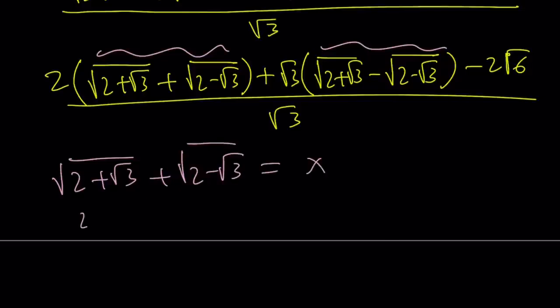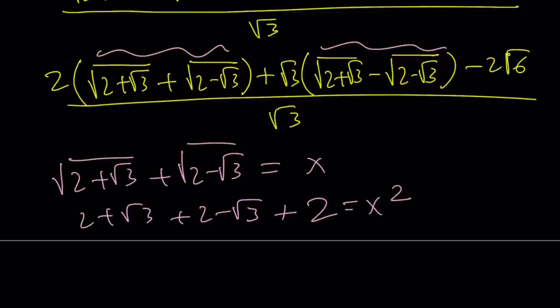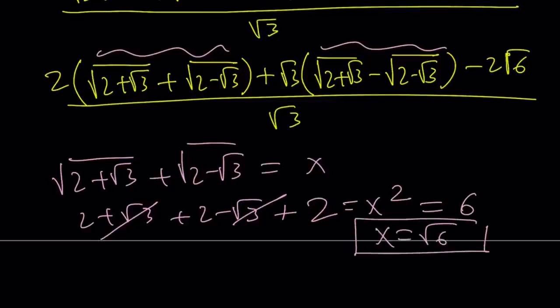I'll square both sides. When you square both sides, you're going to get something like this. Plus 2ab is just going to give you a 2 because 4 minus 3 equals 1, from the difference of two squares. This gives you x squared, and x squared becomes 6, which means x is equal to square root of 6. So we got the first one.